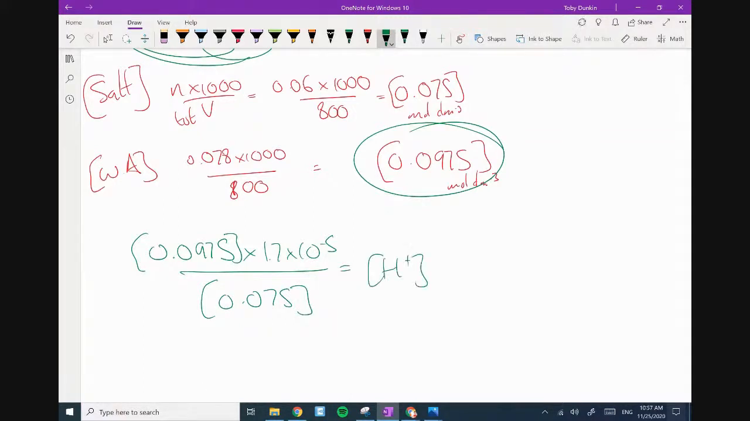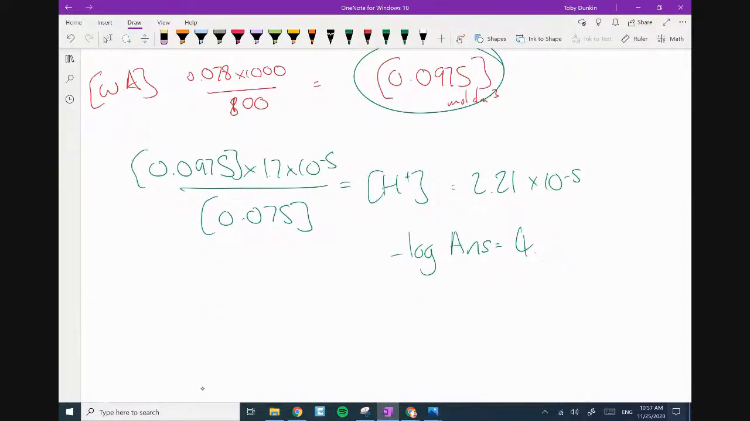Run it through my calculator: 0.0975 times 1.7 exponential minus 5, equals, divided by 0.075. I get an answer of 2.21 times 10 to the minus 5. Minus log answer equals. And I get a pH of 4.66. And I'm done.